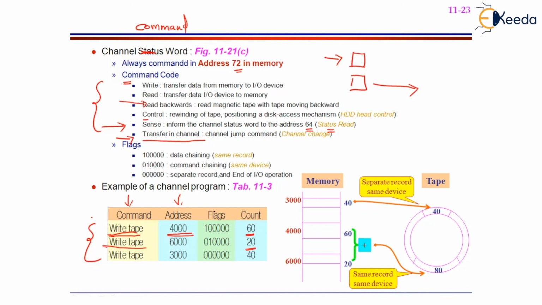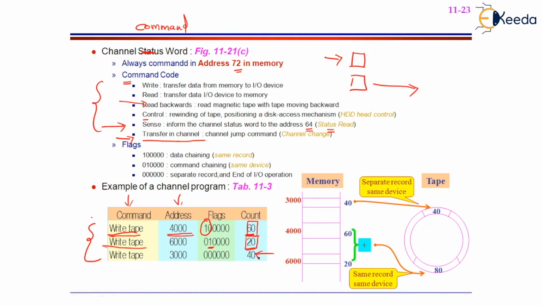Now look at these flags. When the first bit of the flag is equal to 1, it is going to chain the data count with the next data count. That is, right after the 60 words are transferred, right from the very next location, these 20 words must get transferred. Again, in the second position, there is 1, which means that it is going to chain the current data transfer with the next data transfer. That is, right after these 20 words are written, the next transfer should be initiated right from the very next position of the tape.